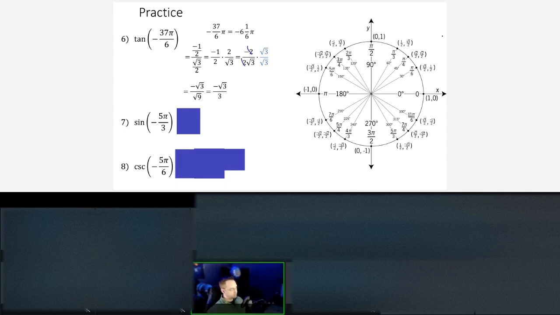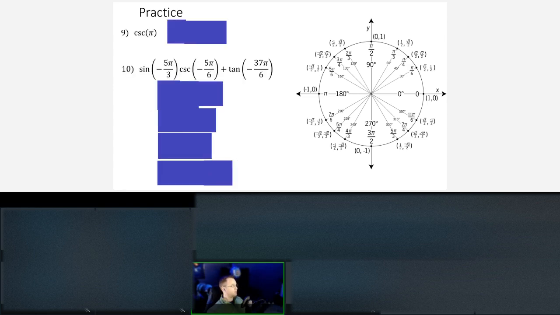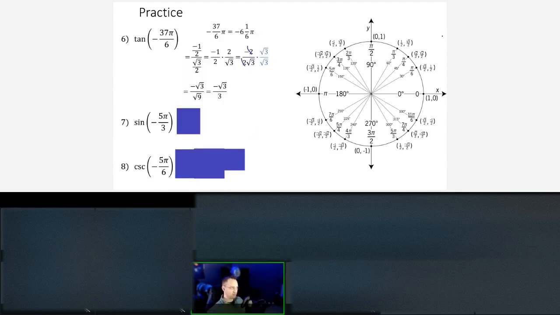Yes, this is what we did on Thursday. The new piece would be like number 10 on this page, where we're going to have multiplication and addition. So like number 10 and number 5 are the new pieces. We just put stuff together to make problems seem more complicated than they really are.